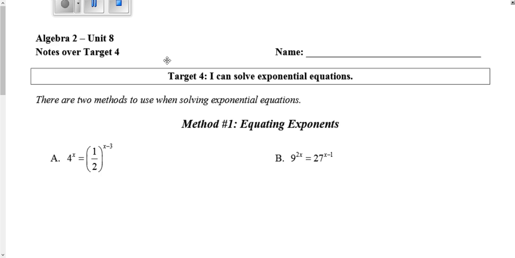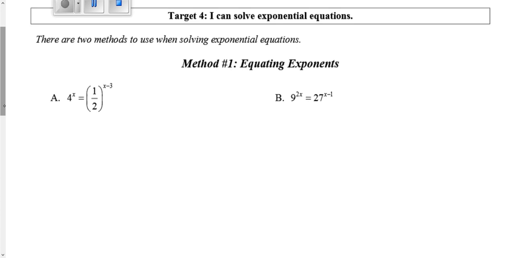Here are your notes for target 4. So target 4 actually has two components to it, two methods that we're going to talk about. It's only one target, but it feels a little bit like two because of the two different methods. Ultimately, what's happening in target 4 is we're solving exponential equations.